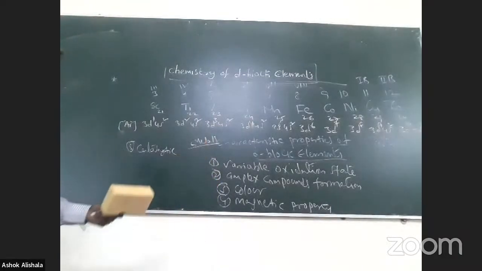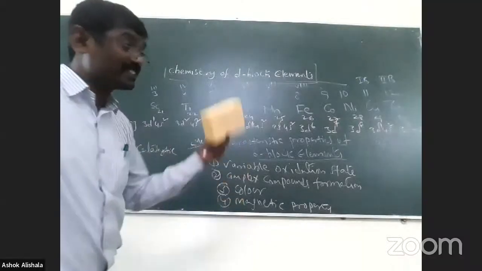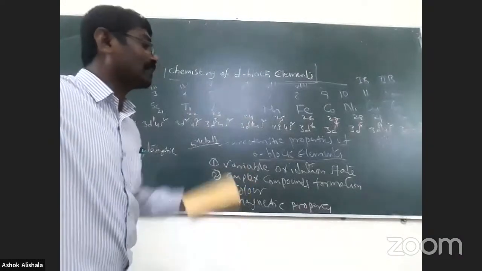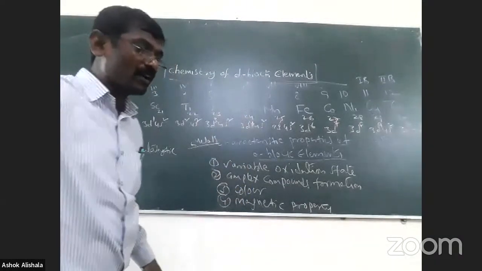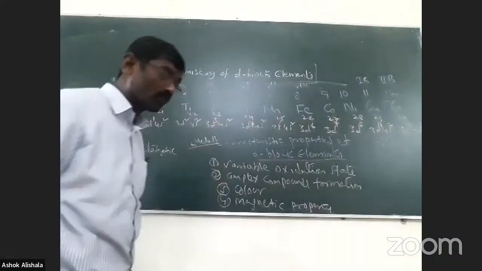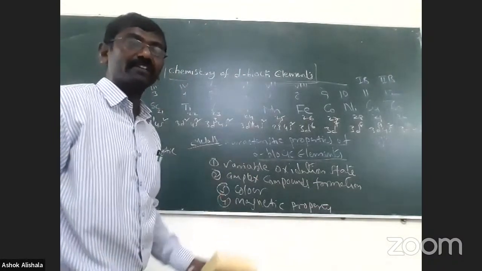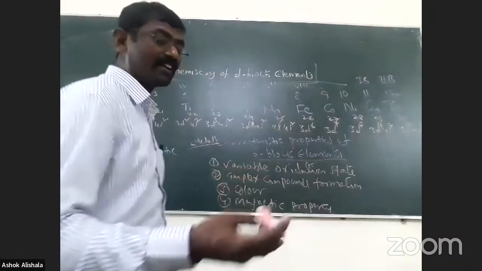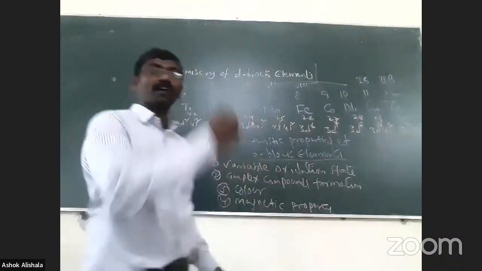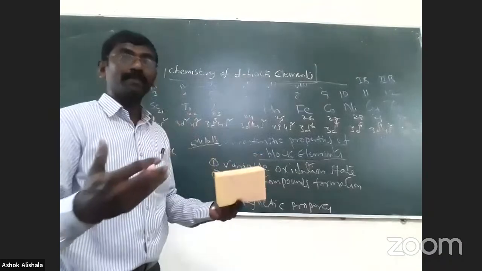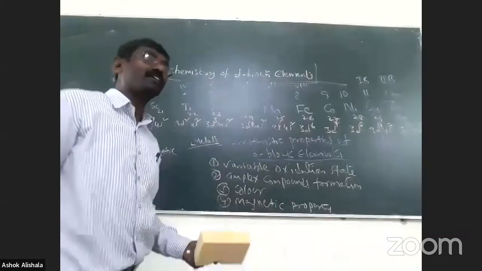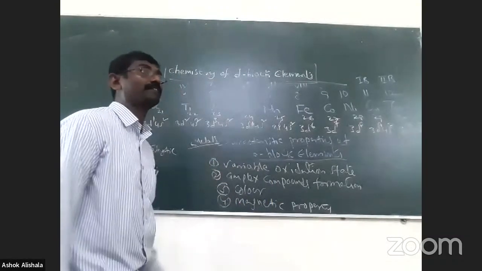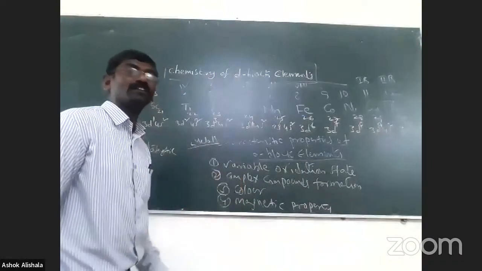Inert pair effect we will see in the d-block and p-block elements. For example, in the fourth group elements, what is the common oxidation state? It is +4. But while moving from carbon to lead, carbon, silicon, germanium, tin, lead, instead of showing +4 oxidation state more stable, it shows +2 as the significant oxidation state. Compared to lead 4, lead 2 compounds are more stable.